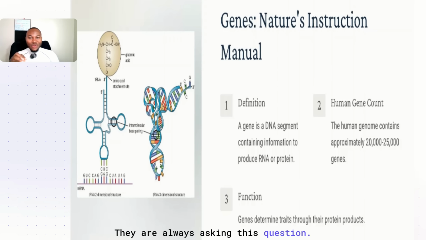They are always asking this question: during which phase do sister chromatids separate and start moving towards opposite poles of the cell? It is anaphase. It is anaphase. When you hear that word separate, it is anaphase. It's something you cannot forget. All right? You can never forget it.